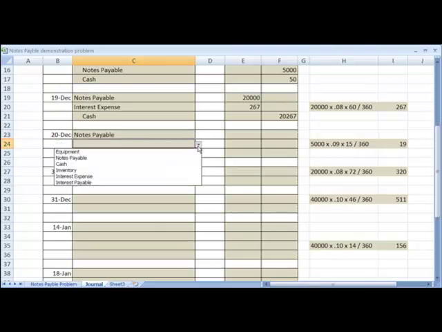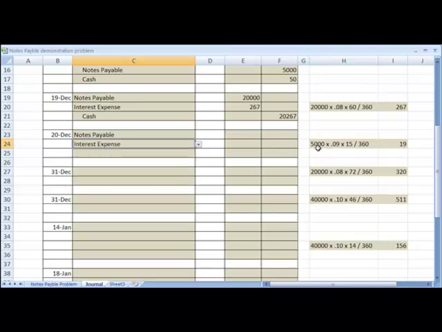We're going to calculate some interest expense that we have incurred, and here's the calculation. $5,000 was borrowed at 9% interest for 15 days, and that's $19 worth of interest. So $5,000 is the face amount, the interest is $19, and then we're going to pay it in cash, which is $5,019.